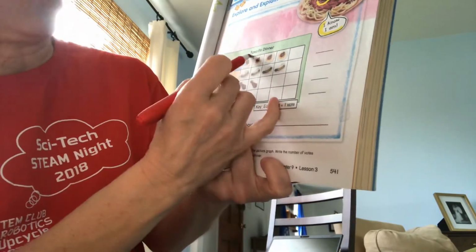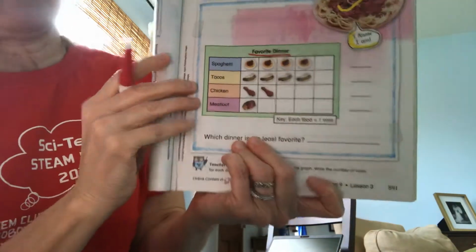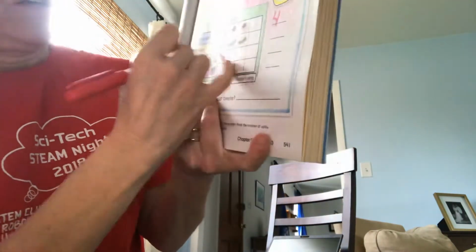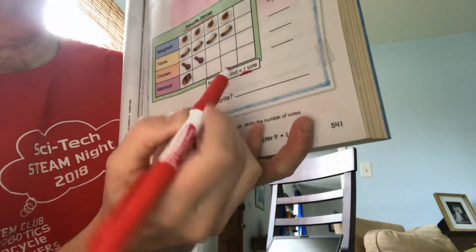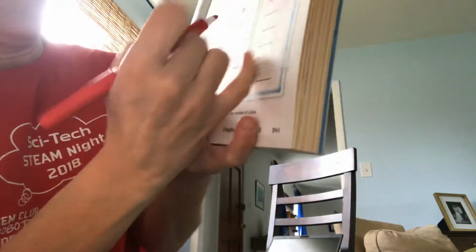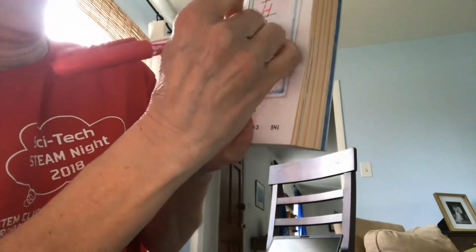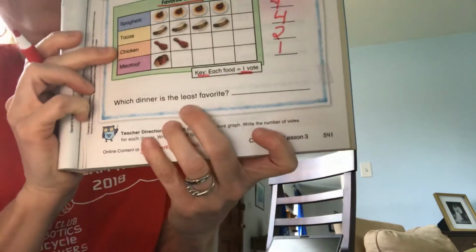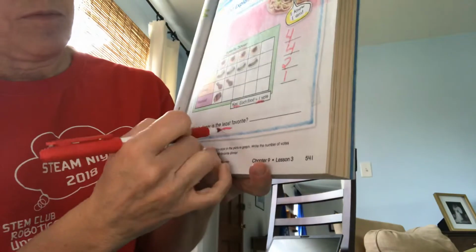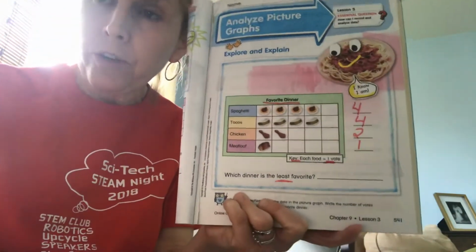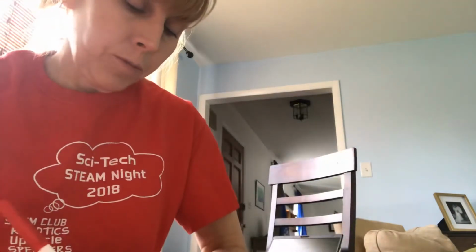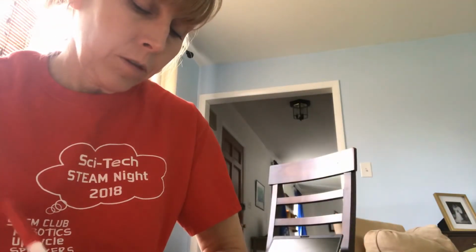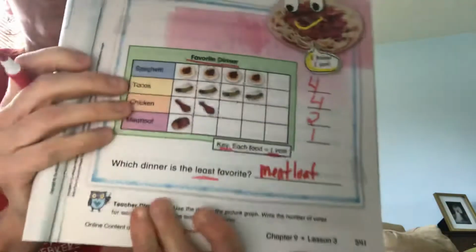So spaghetti, this says favorite dinner. Spaghetti had 4. I'm sorry, go down to the key, and it says each is worth 1. So that's 4. So tacos is 4, chicken is 2, and meatloaf is 1. And then what dinner is the least favorite? Well, which one has the smallest number of votes? That's the least. And that would be meatloaf. And there's your meatloaf.